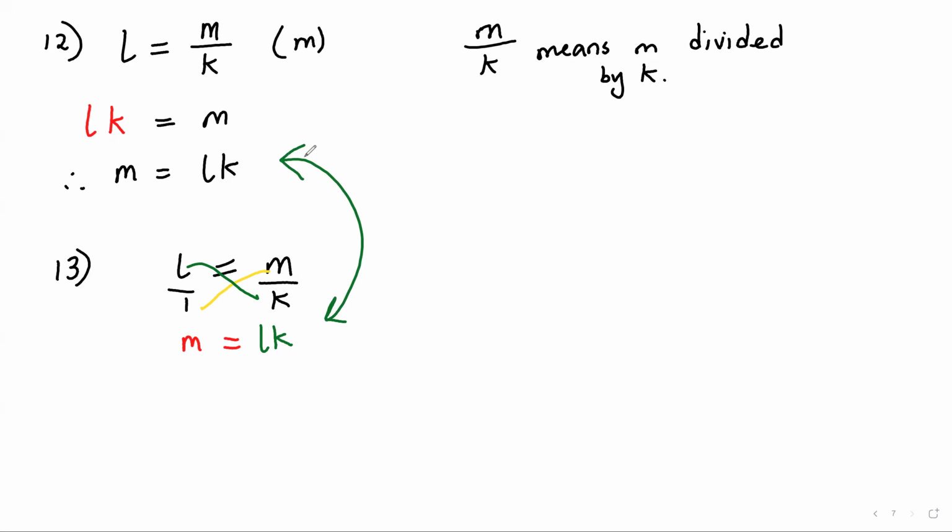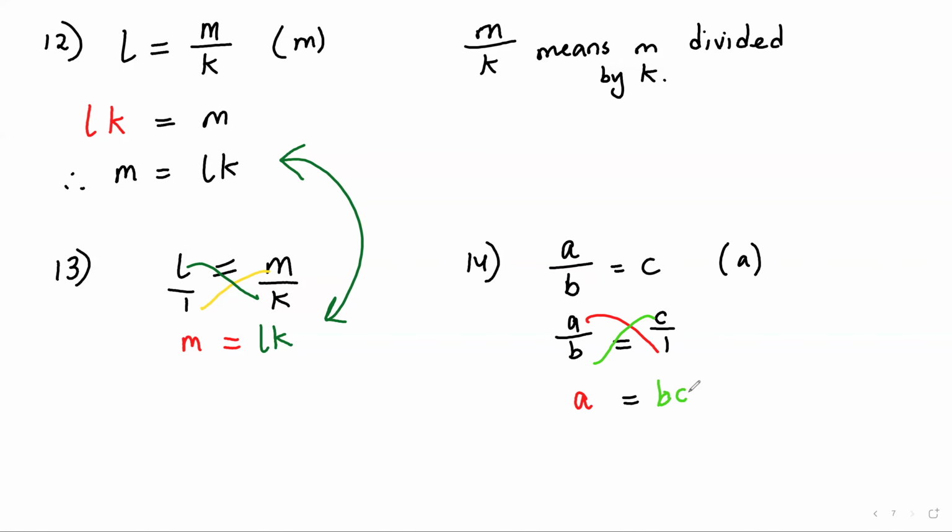So for instance, let's say I had A over B is equal to C, and I wanted to make A the subject. Well, I could rewrite it as A over B is equal to C over 1. And then I cross multiply, so 1 times A is A, and B times C is BC. And here I have A as the subject. A is equal to BC. Right, guys?